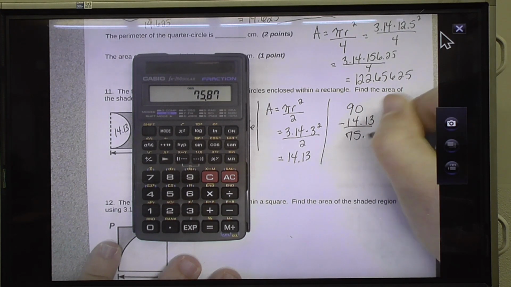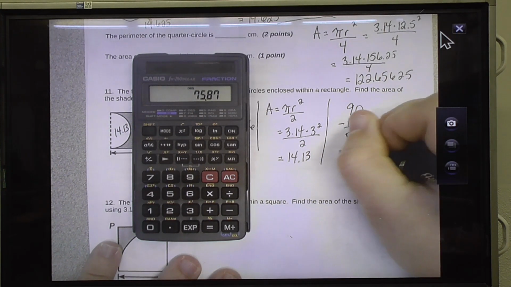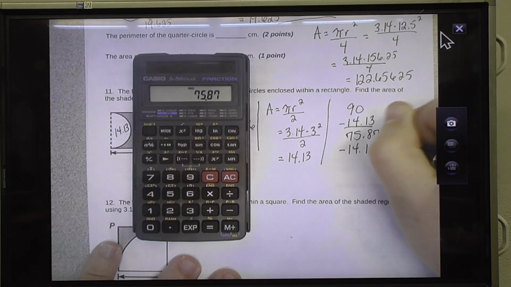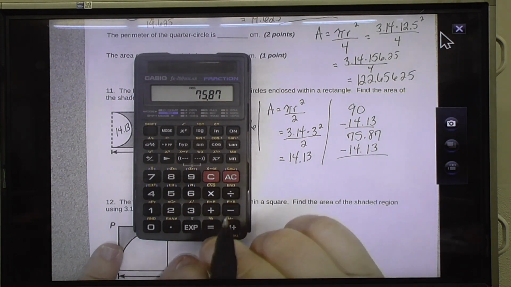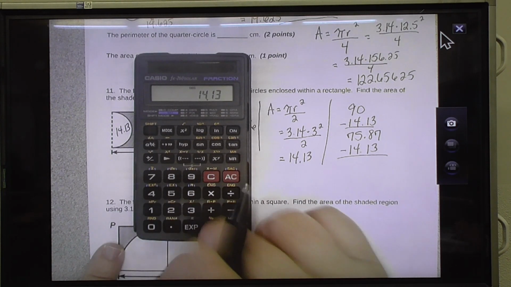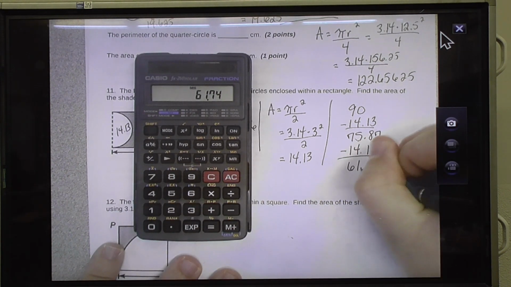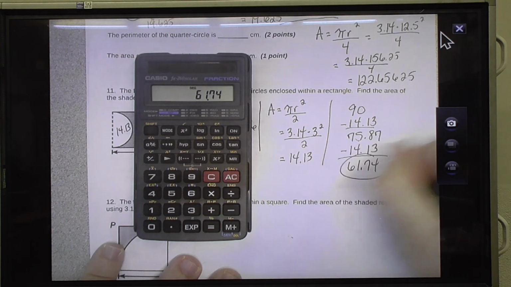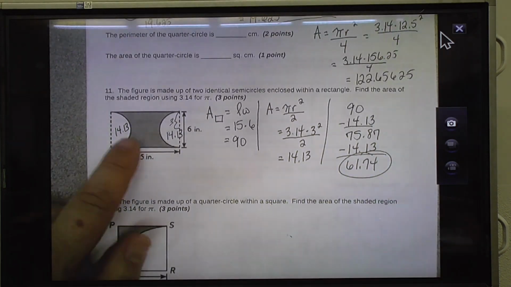So I just did 90 minus 14.13, which is 75.87. So that's taking out one semicircle. Now I have to take out the second semicircle. So it's going to be 75.87 minus 14.13. 61.74 is the area of just the shaded section.